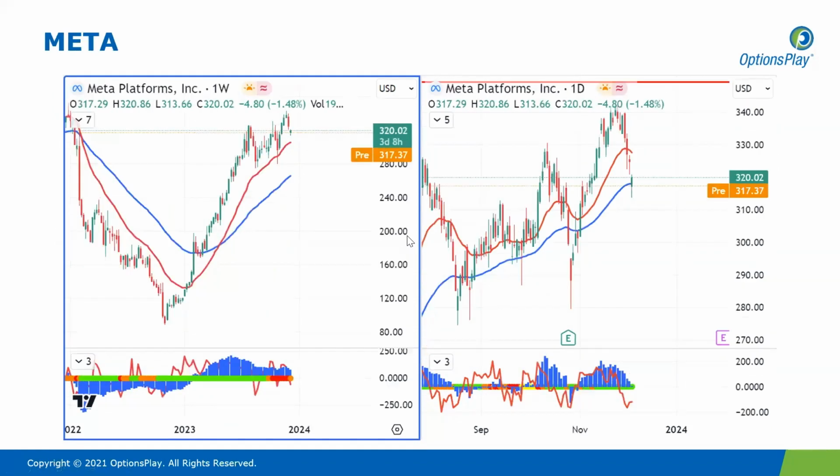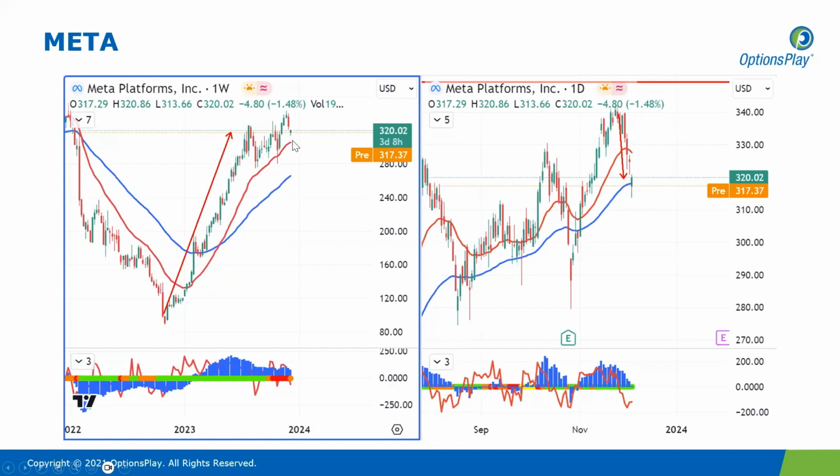Okay, and another bullish idea is actually Meta. What I like about Meta is the fact that it has pulled back quite significantly. Now almost breaking below its 55-day exponential moving average. Normally, that's not a good thing, but as you can see on the weekly time frame, structure remains robustly bullish.